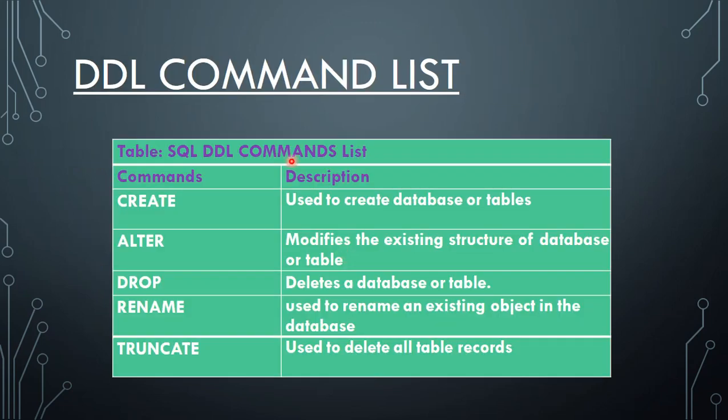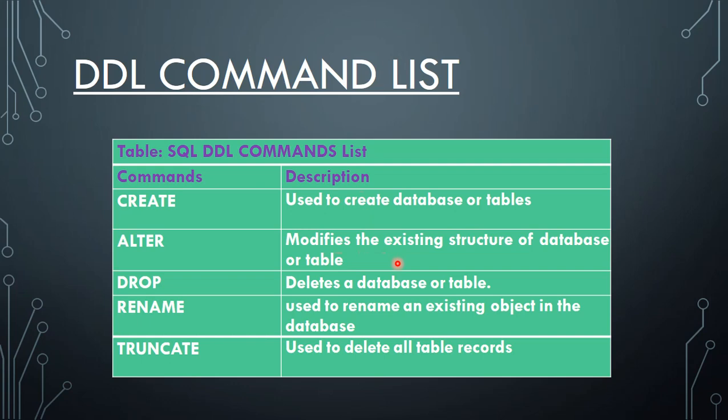See here the tabular column for DDL commands. The commands we are using in DDL are create, alter, drop, rename and truncate. These are the commands which we use in SQL. Okay, so these are the DDL commands. Create is used to create a new database, and alter is used to make any changes in the existing structure of the database.